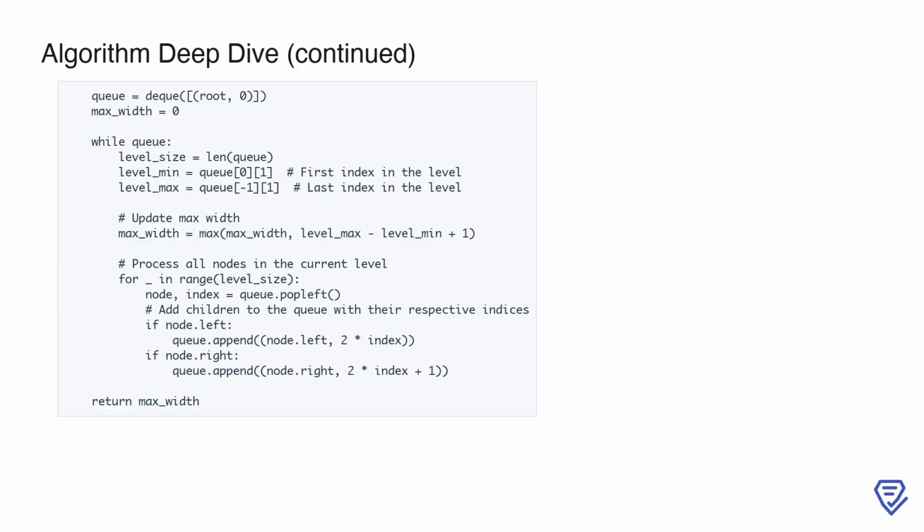Then, we process all nodes at the current level, dequeuing each node and adding its children to the queue with their respective indices. The left child is assigned 2 * index, and the right child 2 * index + 1. Once the loop completes, the function returns the maximum width recorded. This implementation ensures that every node is processed exactly once, and the relative positions of nodes are preserved.